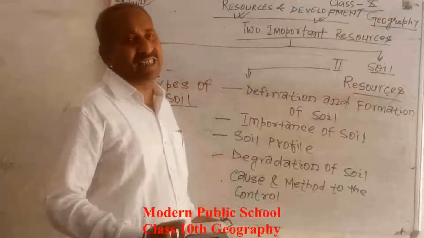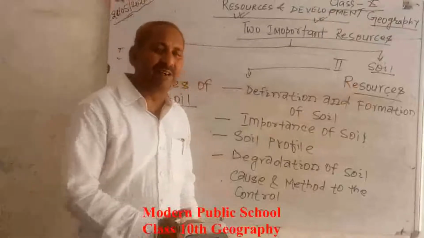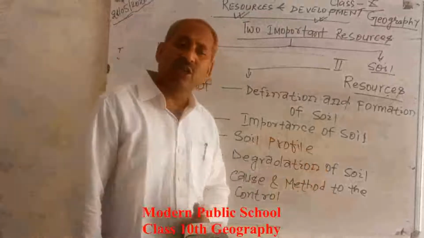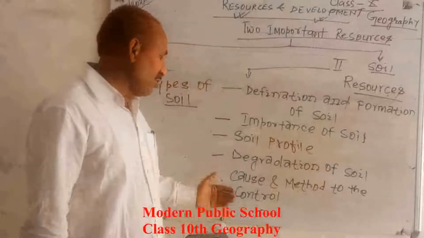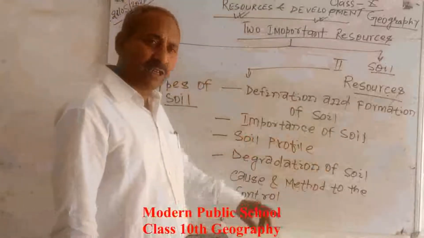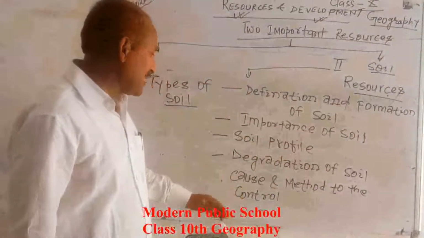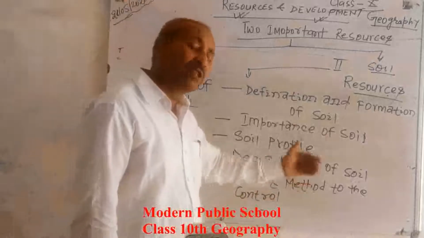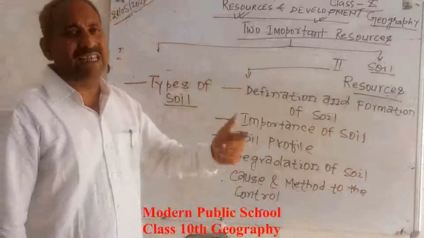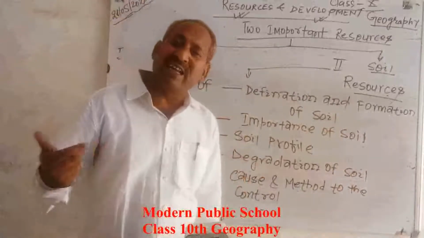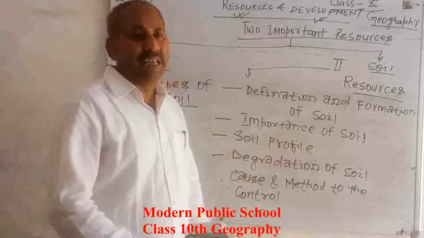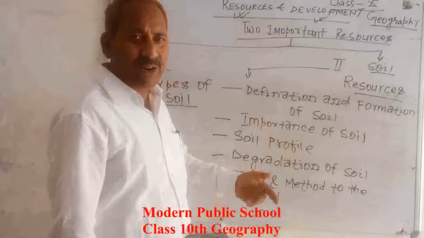Soil is degraded in 2 important ways, natural causes and human causes. We will learn the different causes, and we also study the methods to control soil degradation. How the soil is degrading, and what are the reasons soil is degraded day by day. Soil is not formed in one day.